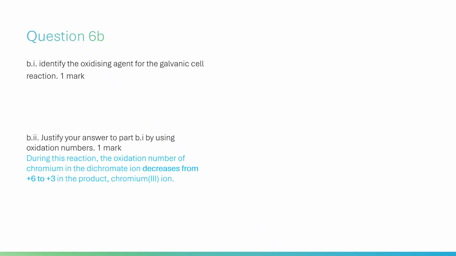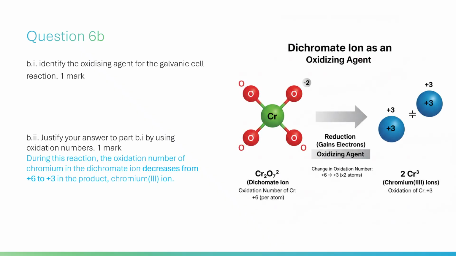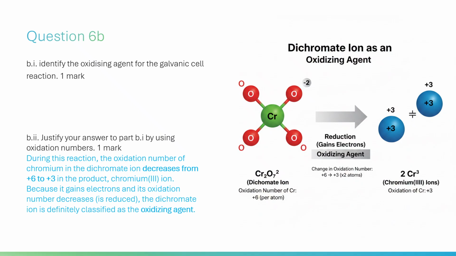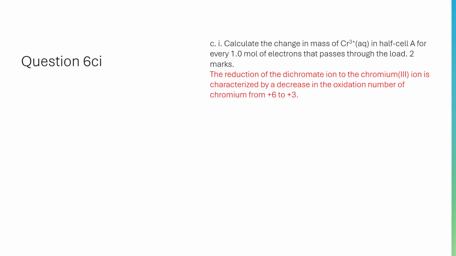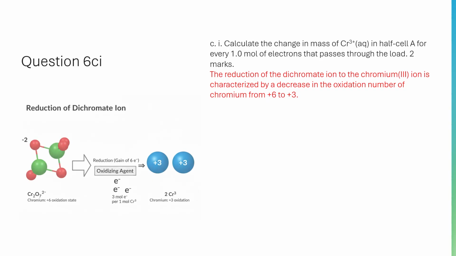During this reaction, the oxidation number of chromium in the dichromate ion decreases from +6 to +3 in the product, chromium 3 ion. Because it gains electrons and its oxidation number is reduced, the dichromate ion is definitely classified as the oxidizing agent. The reduction of the dichromate ion to the chromium 3 ion is characterized by a decrease in the oxidation number of chromium from +6 to +3.